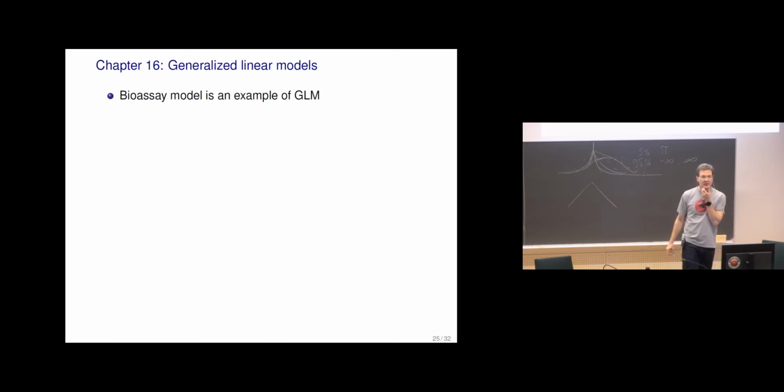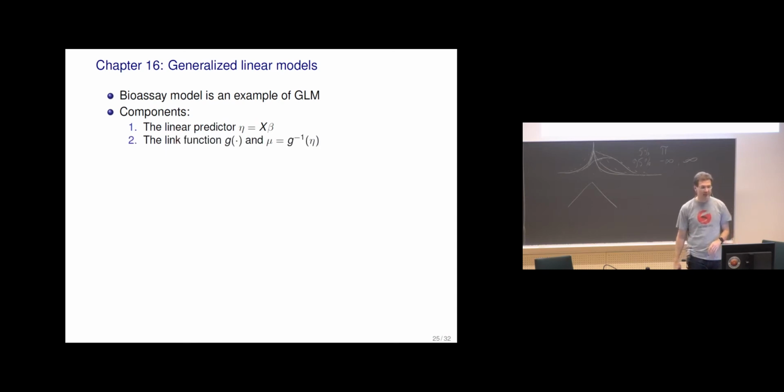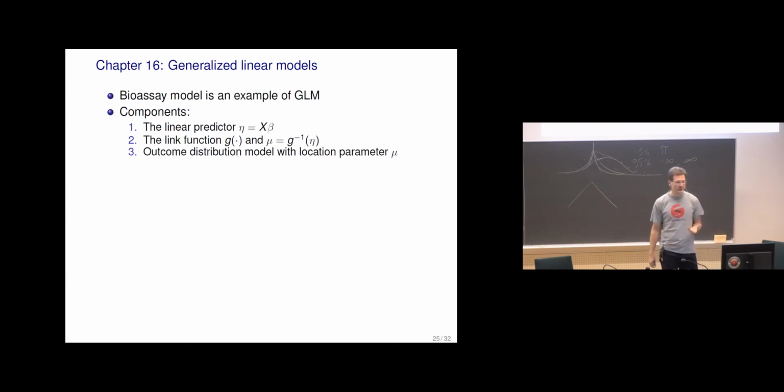Chapter 16, generalized linear models. The Bayesian model is an example of a generalized linear model. You already used that. And so the components are, we have some linear predictor. Eta is combined linearly from the covariate matrix. There's a link function, some nonlinear function that transforms eta to mu, and that mu is then the location parameter for some outcome distribution.